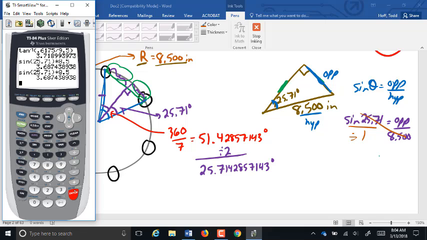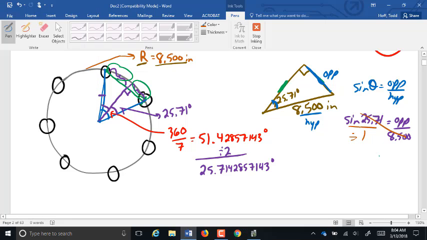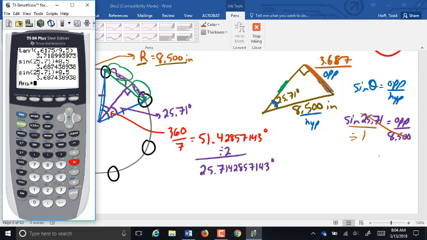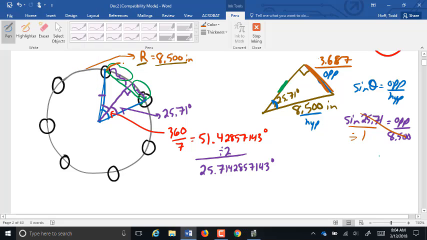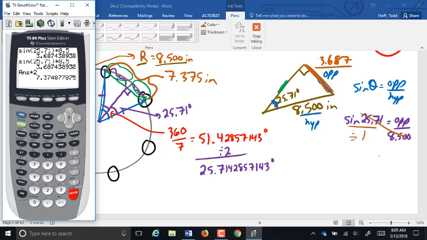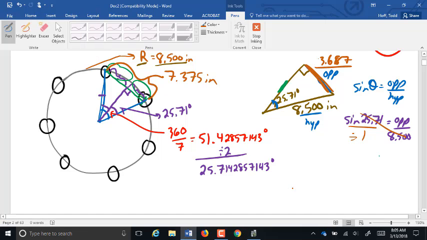So we get 3.687. So that's that distance, 3.687. What do we have to do to that to get our answer? Times 2. 7.375. So that's the center to center distance, 7.375 inches. What do you think? Not so bad?